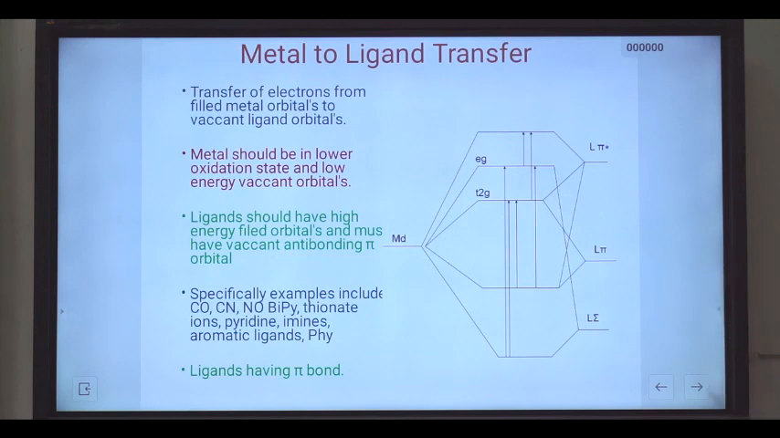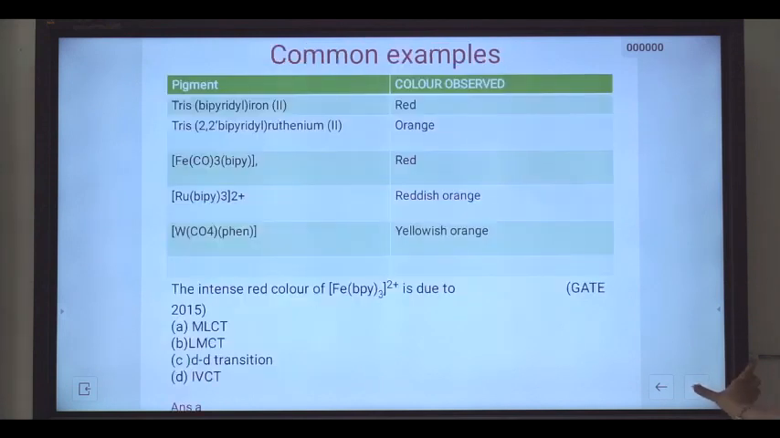In this case, the most important point is that the transfer of electrons should occur from the metal orbital to the pi star orbital, that is, from Eg to pi star orbital or T2g to pi star orbital. The pi star orbital is very important during the metal to ligand charge transfer. So these are the common examples for the metal to ligand charge transfer.